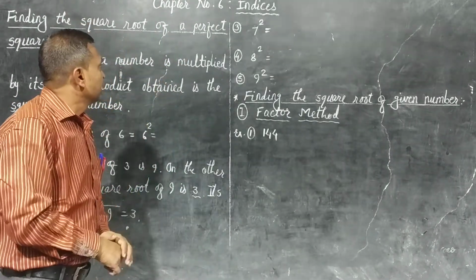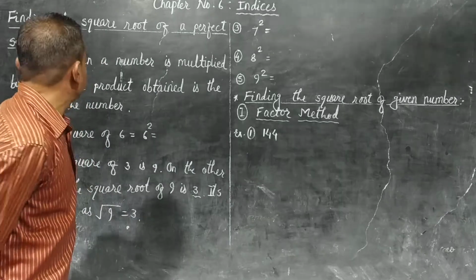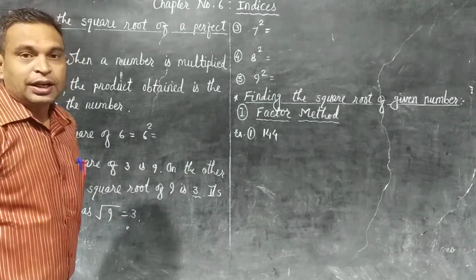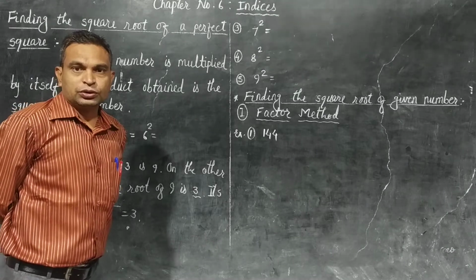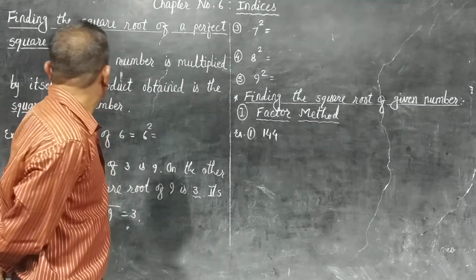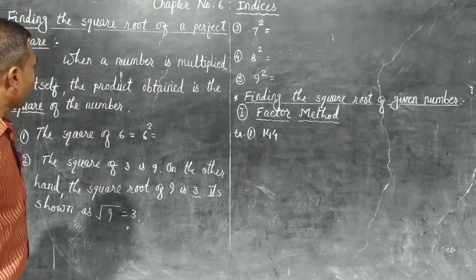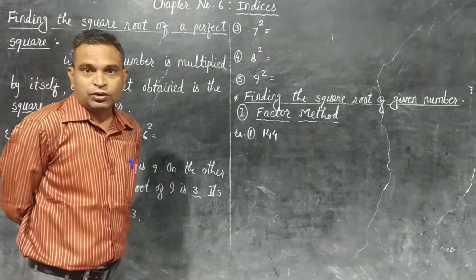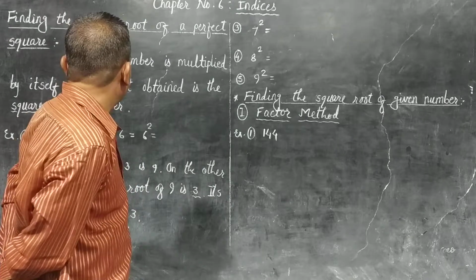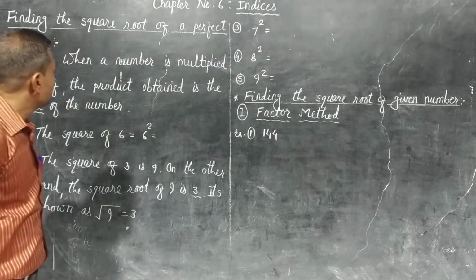We are studying chapter number 6, indices. In the last videos, we have learned the rules of indices. Now, finding the square root of a perfect square. This is the topic of today. Finding the square root of a perfect square.